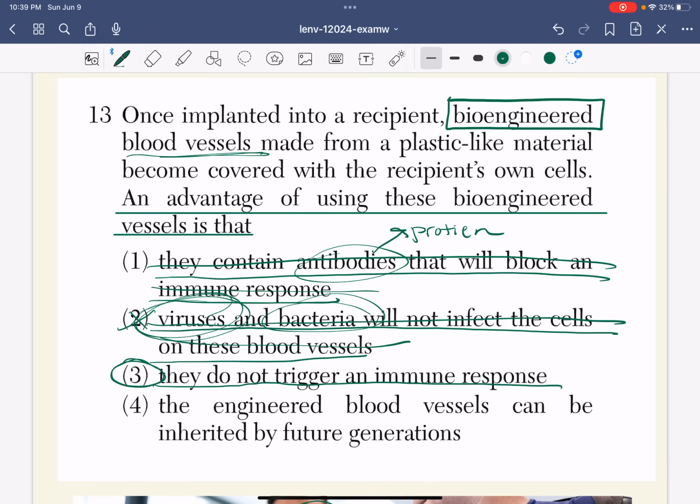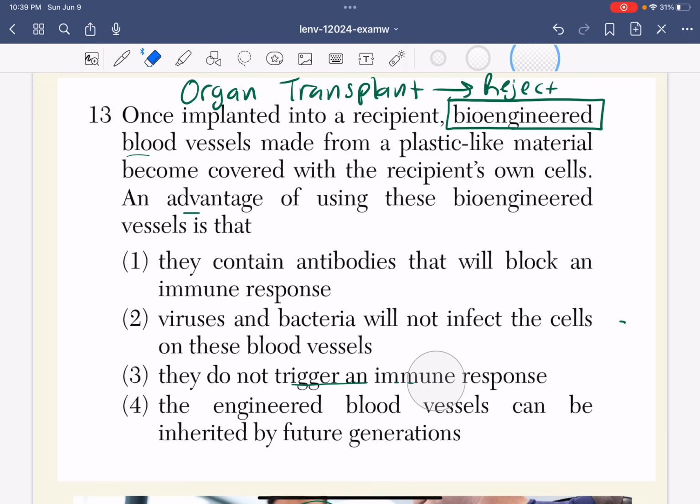Now, this might be the answer, because a great thing about regrowing your own cells is that your body won't recognize it as a foreign object. So then your immune system won't try to kill what your body just grew. So this right here is an example of a question where you need to know about organ transplant and how the body can reject this if you don't take a specific kind of medication. Do you know the specific kind of medication, what it's called? Immune suppressants.